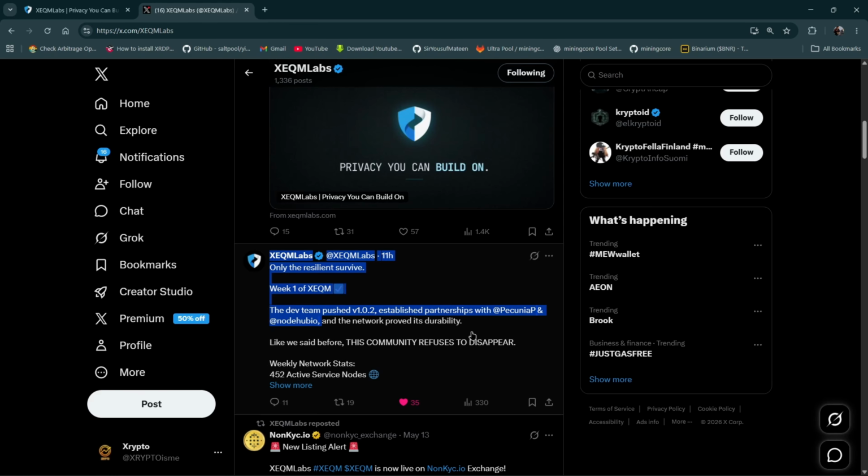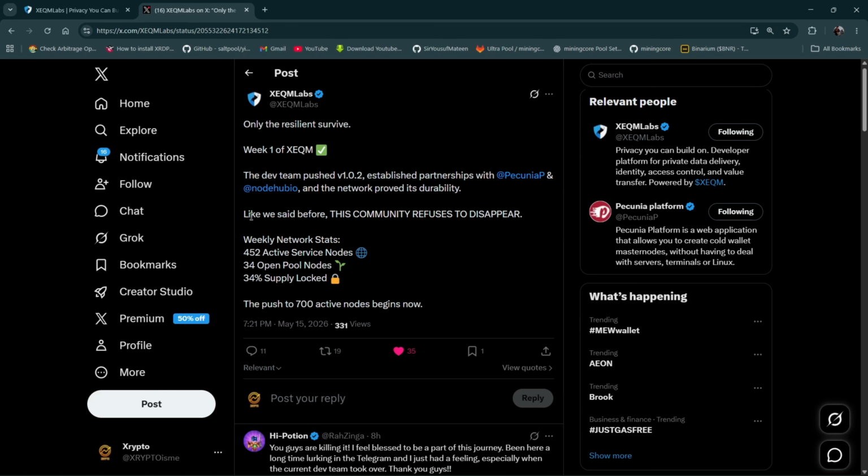And the network has proved its durability. Like we said, this community refuses to disappear. The community and the team are very solid and hopeful for the project, and the vision, and honestly the roadmap, it's only fair for it to be that solid and hopeful.